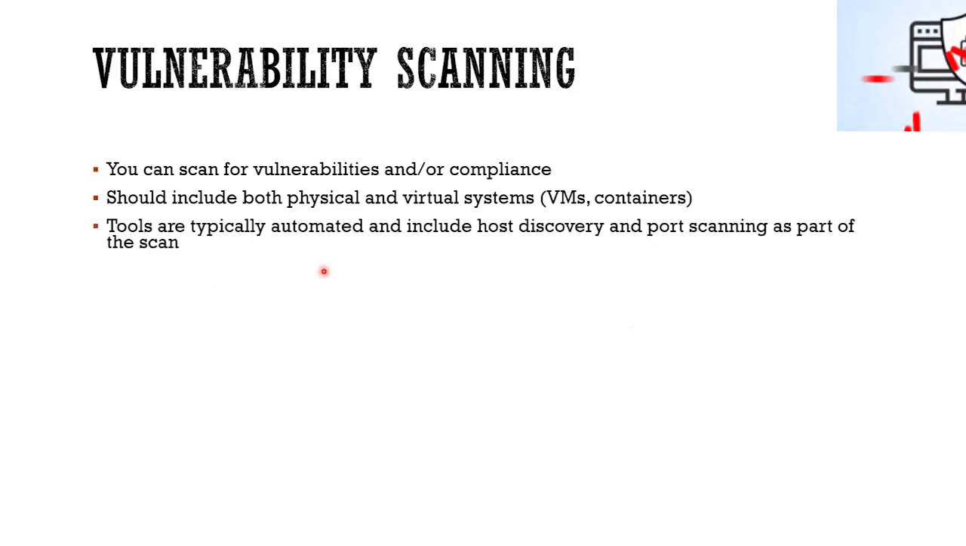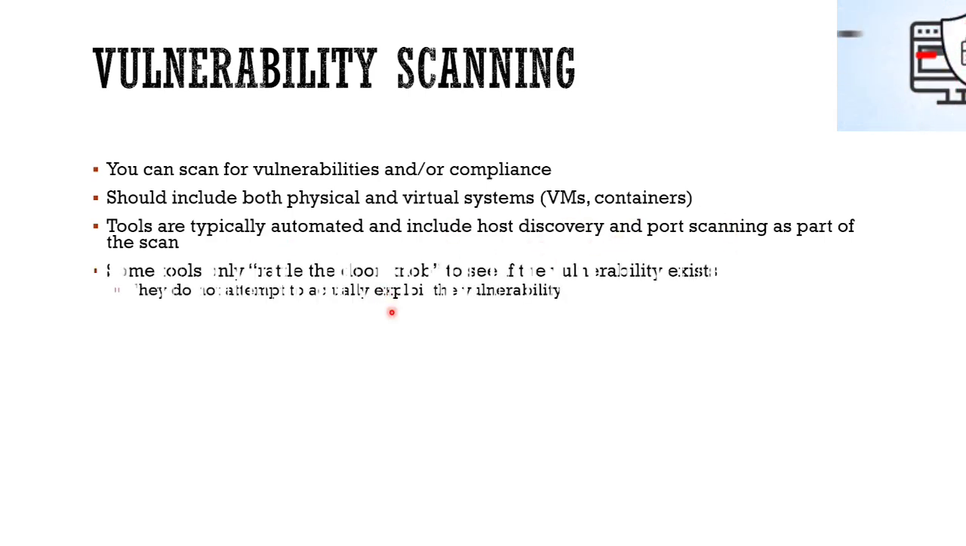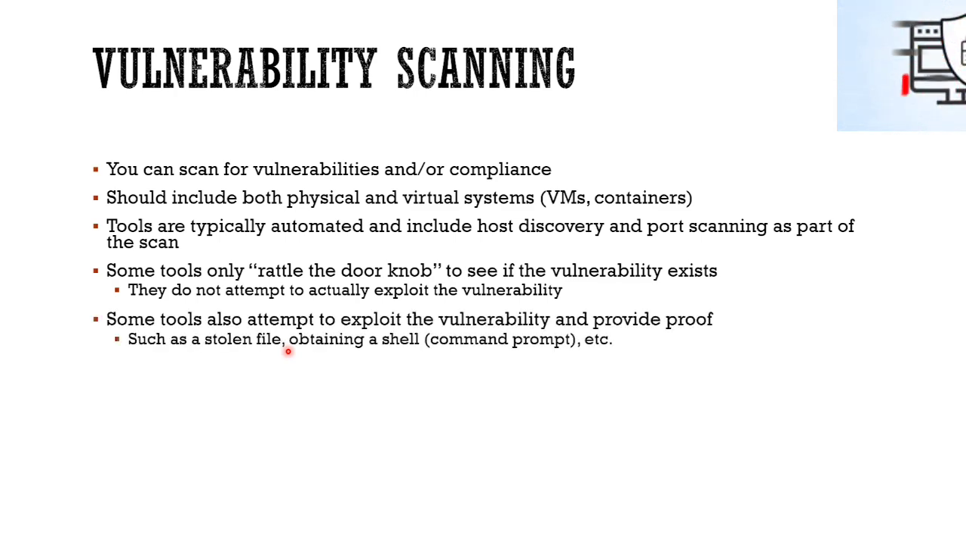Now, some tools only rattle the doorknob. They'll see if the vulnerability exists. They'll send something and see if they get the right response back and go, oh yeah, that thing's not been patched. But they won't try to actually exploit the vulnerability. On the other hand, there are tools such as Metasploit Pro, which is a paid GUI version of Metasploit that runs on Windows. They will try to automatically exploit the vulnerability so they can provide proof. Steal a file, obtain a command prompt, a shell, something.